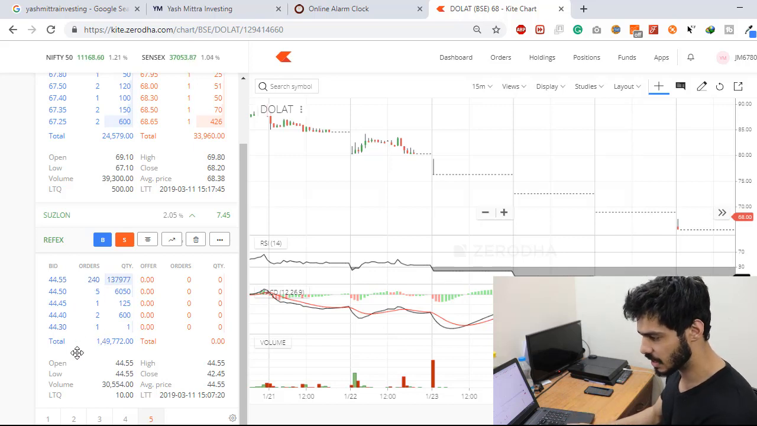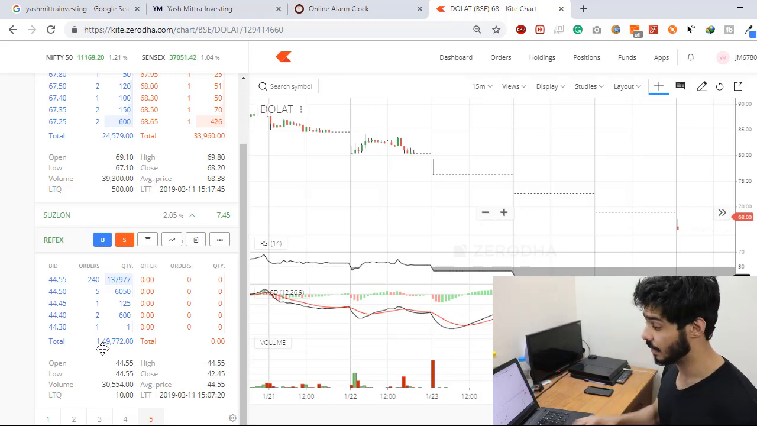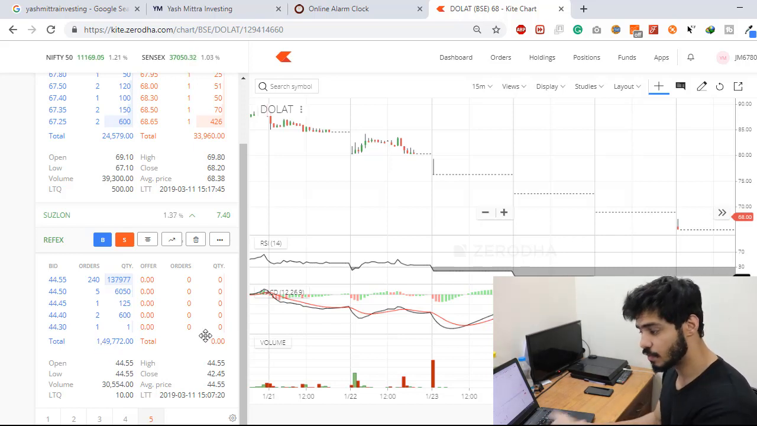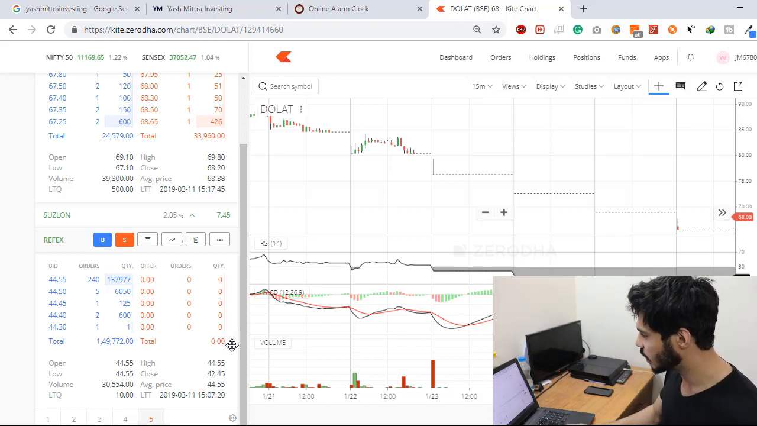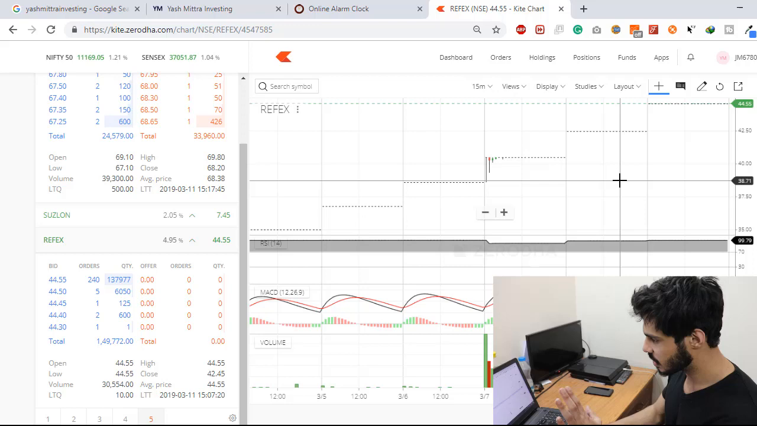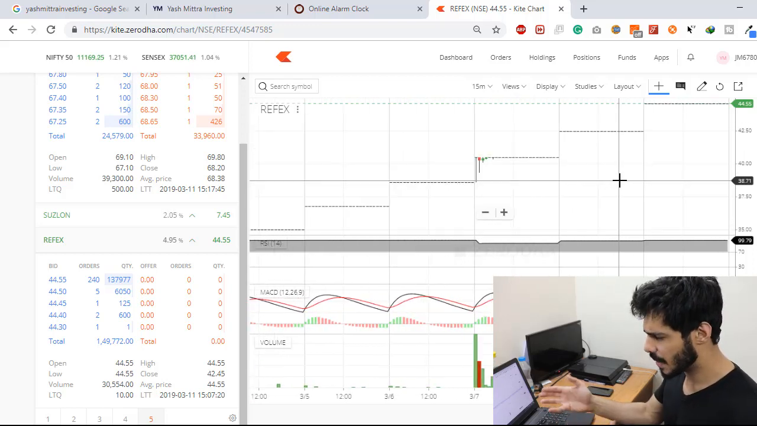Just look at the buyer side. The blue one is the buyer side. There are almost 150,000 orders for buying. Everyone wants to buy it. How many people are selling it? A total of 0 people are selling it. So no one wants to sell it right now. Why? Because it's going up and up every single day. This is the case of Refx.